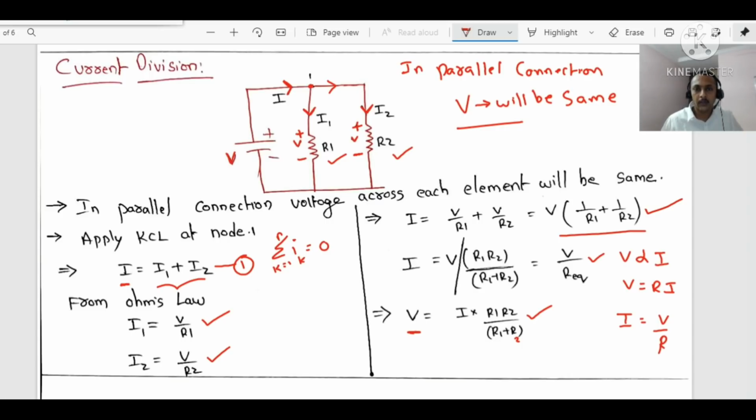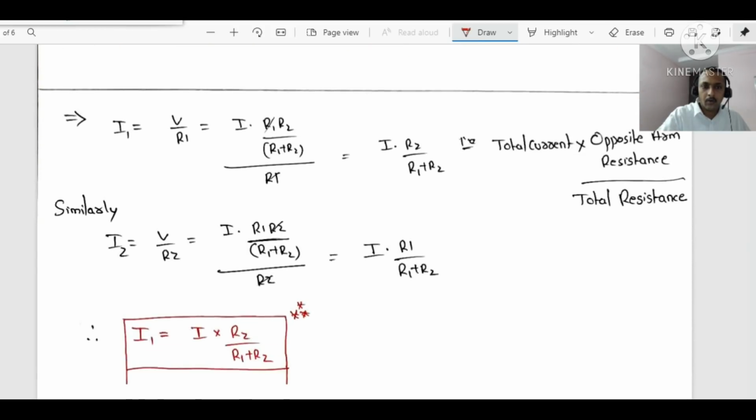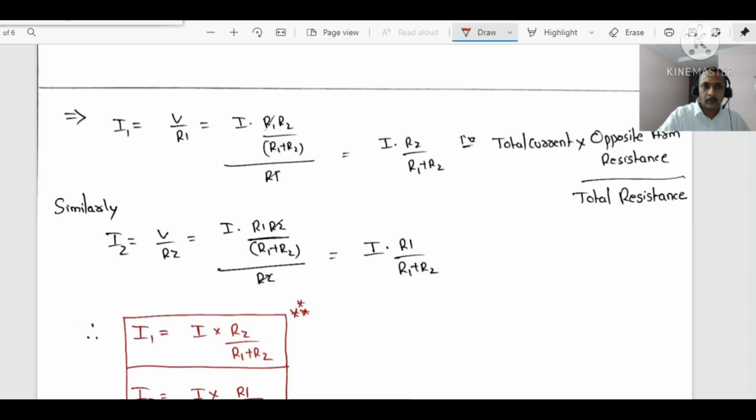I repeat again, dear students: in parallel connection, voltage will be the same. In series connection, current will be the same. During the voltage division rule, apply KVL. For the current division rule, apply KCL. From Ohm's law, V is directly proportional to I, V equals R i, current I equals V divided by R. These steps must be visible. These steps are important.